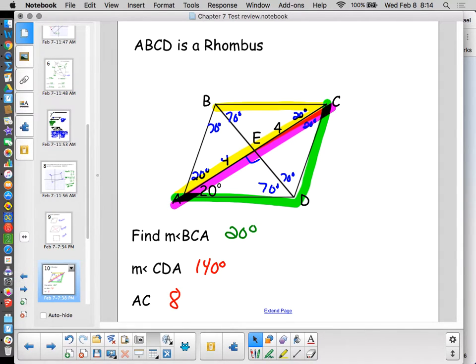So notice how that's different from the parallelogram. In the parallelogram, we couldn't make the assumption that these are angle bisectors. But in a rhombus, we can, because that is a property of the rhombus, just not of a parallelogram.